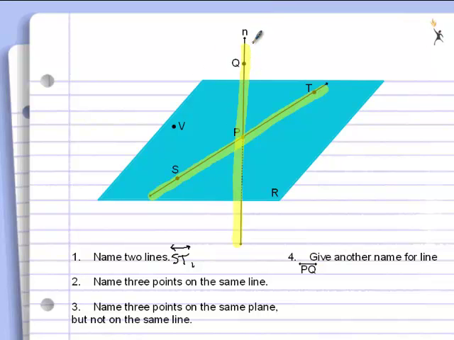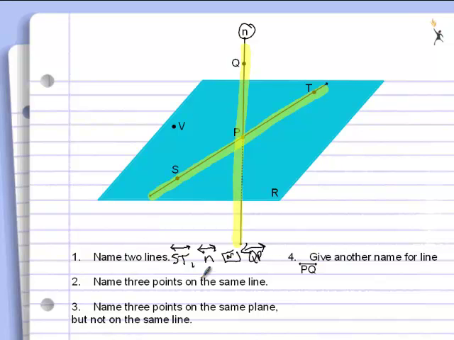Now, this line has already been named. It's line N. But you could also pick 2 points on it like QP, depending on how you want to do it. But there are only 2 lines in this drawing. There's this line right here, which we labeled ST, and you could have labeled it SP, PT, TS, TP, whatever. But we labeled it ST, and then there's also this line. Now, it could be labeled N, or it could be labeled QP, depending on how you want to do it. But those are the only 2 lines.